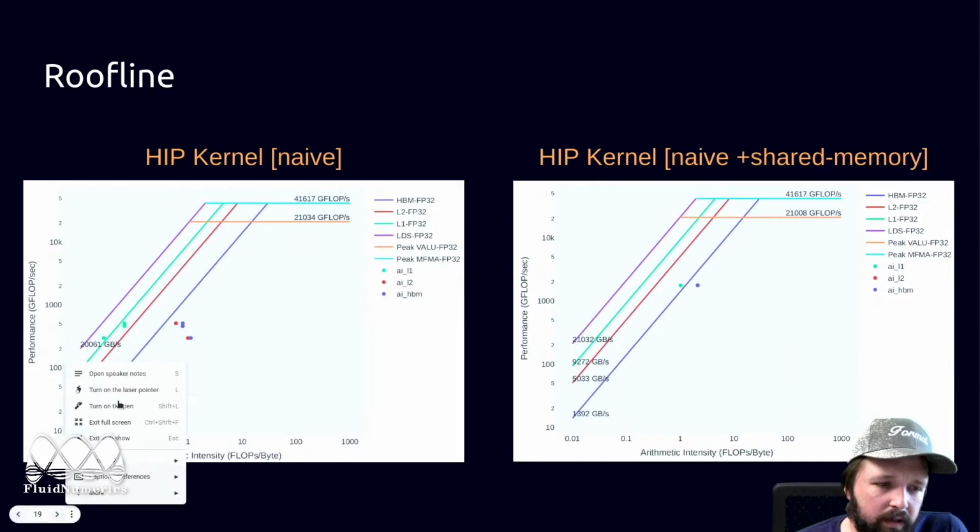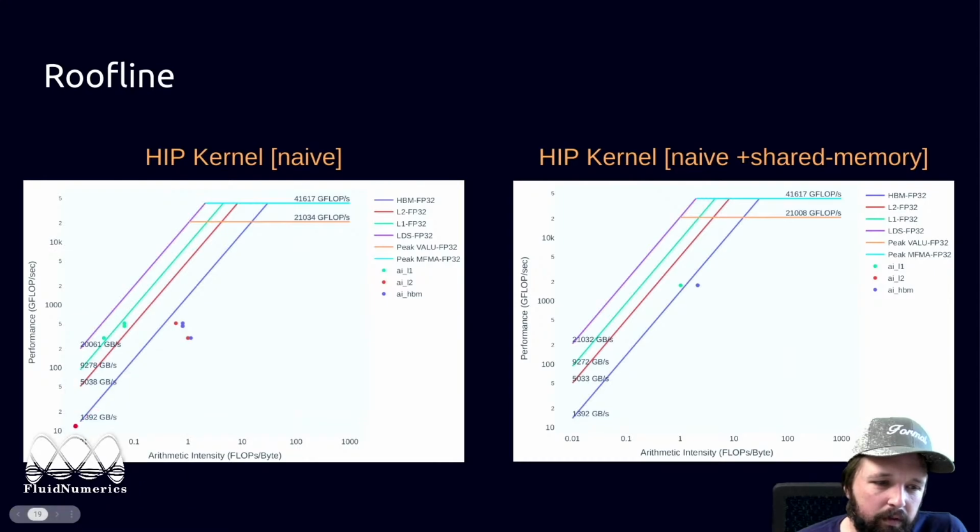As I alluded to before, on these roofline diagrams, you have multiple roofs. This purple one here is for our HBM, so global memory on the GPU. The red is for our L2 cache. Our green is for L1 cache, and the L1 caches sit on each of the compute units. And then our other purple is for shared memory, so local data share.